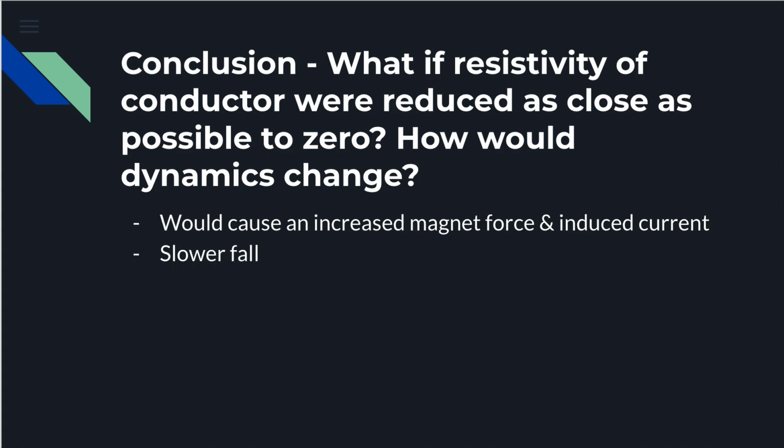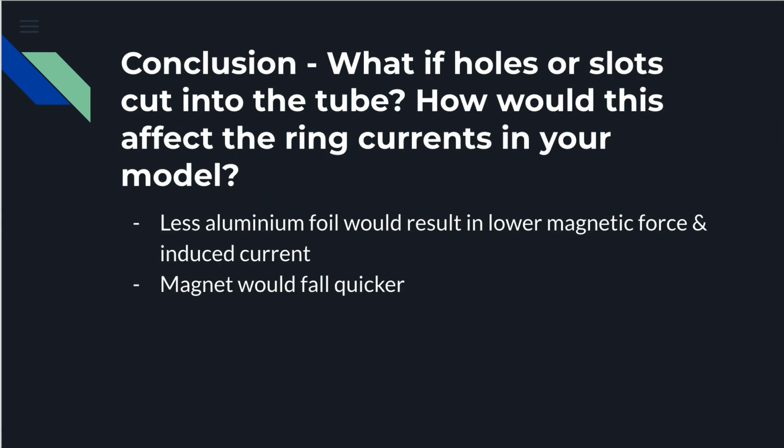So for our conclusion questions, what if the resistivity of a conductor were reduced as close as possible to 0? How would dynamics change? It would cause an increased magnetic force and induced current, and therefore a slower fall. And then what if holes or slots were cut into the tube? How would this affect the ring currents in your model? Less aluminum foil would result in lower magnetic force and induced current, so the magnet would fall quicker.